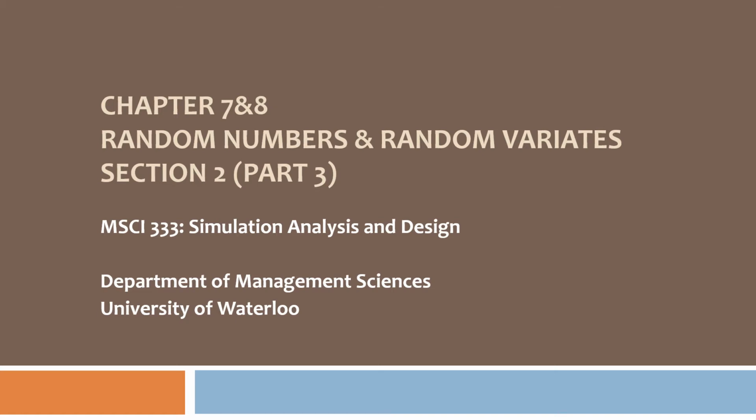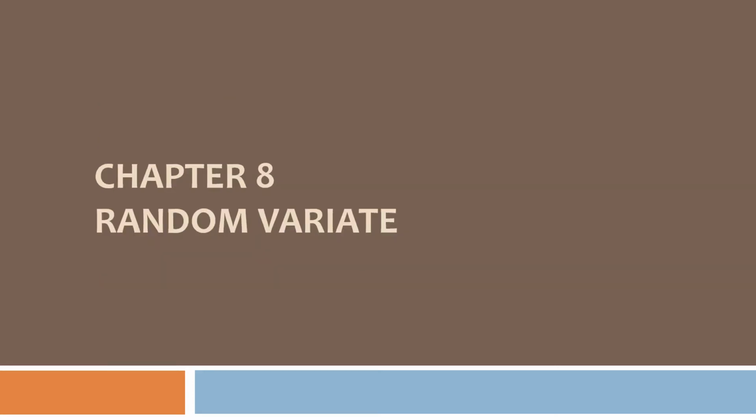Chapter 7 and 8, Section 2, Part 3. In this part, we'll have a chapter. So in Chapter 8, we'll see how we can generate random variates from a specific distribution.